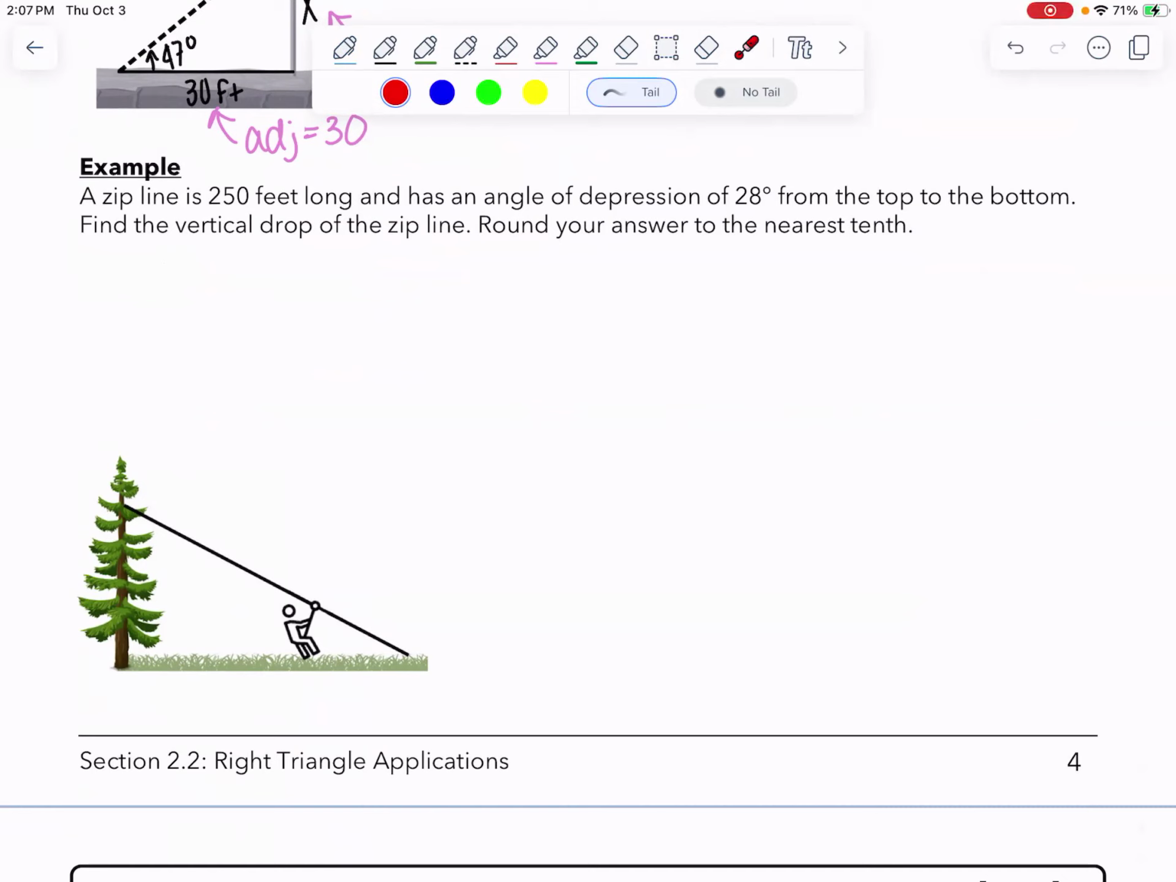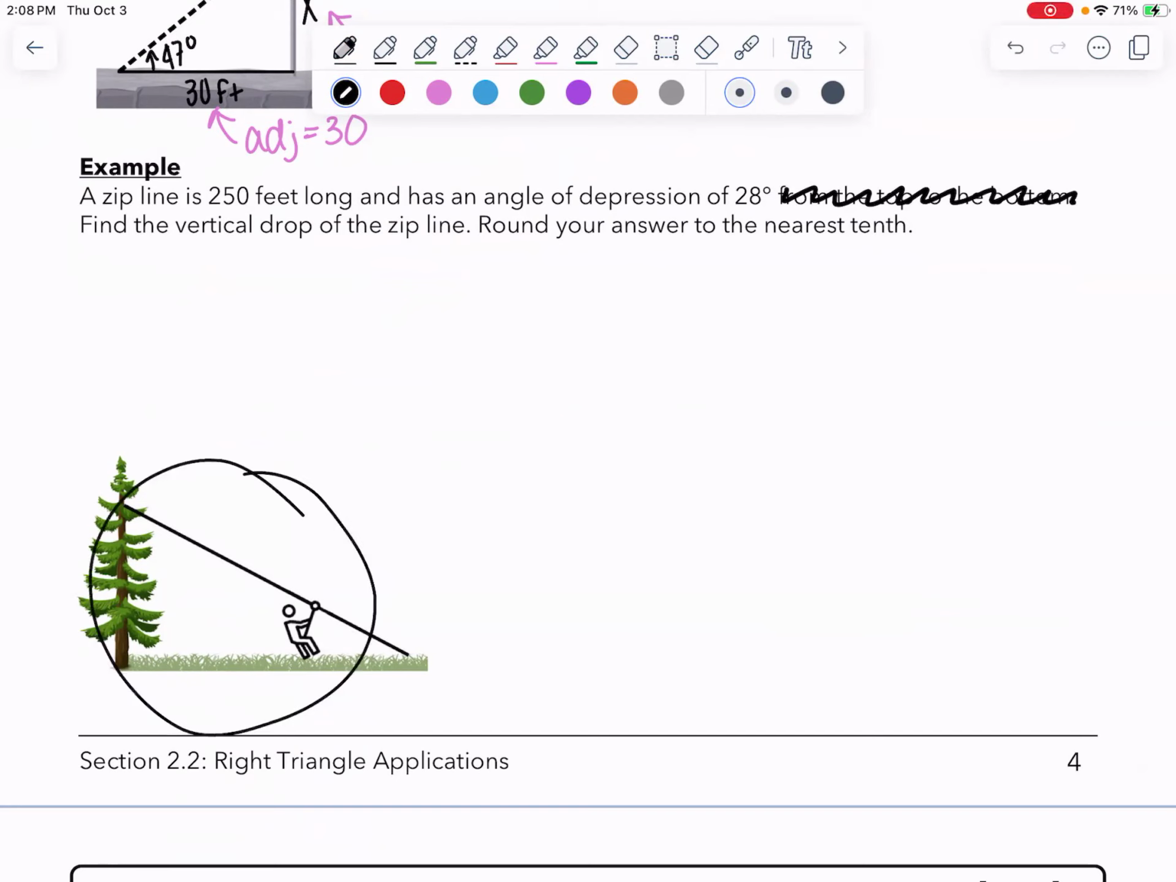Example: a zip line is 250 feet long and has an angle of depression of 28 degrees from the top to the bottom. Find the vertical drop of the zip line, rounding your answer to the nearest tenth. I don't like how the wording of this turned out, so we're just going to erase that part. A zip line is 250 feet long and has an angle of depression of 28 degrees. It's still not perfectly worded, but whatever. I made this little picture in Canva and I'm really proud of it because it's really cute. I know it doesn't look like much, but trust me, guys, it took a lot of work. Okay, picture.